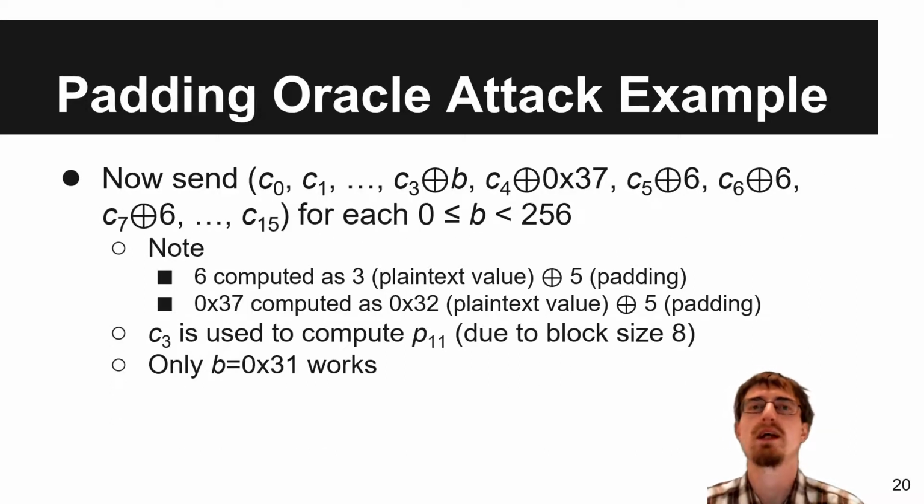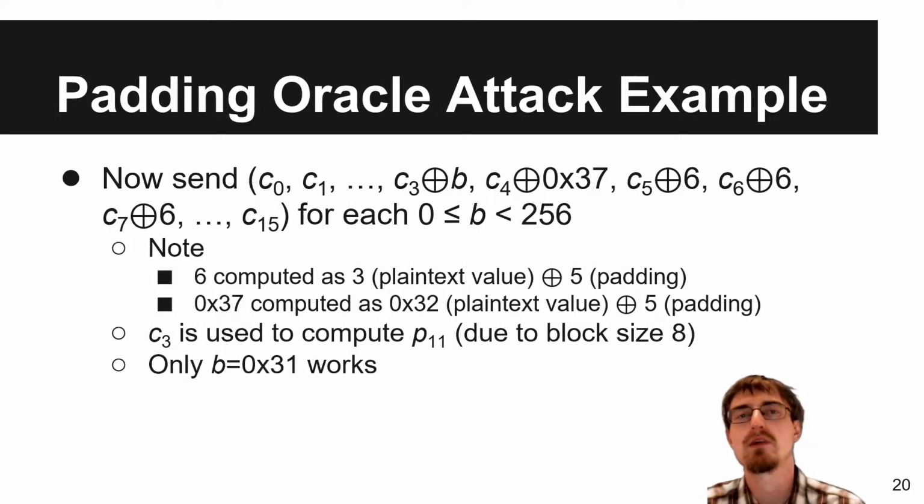Next, we try to create a message that has a padding of 5 bytes. So what we do is we XOR all the bytes that we know with such a value that the eventual plaintext the server sees becomes 5. Right? So we XOR the ones that had a 3 in there with 6, and we XOR the one where we found the digit just now with hexadecimal 37. All of these yield a padding byte of 5.